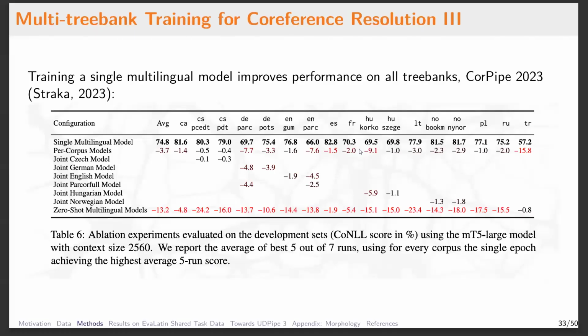Again, similar numbers from 2023. Now, this is a different view. So this is the final submission, single multilingual model. That means it's a model that was trained on all the corpora together in a multi-treebank setting. And the second line of the table is what you will lose if you train these models in a single treebank setting. So again, it's quite a loss.